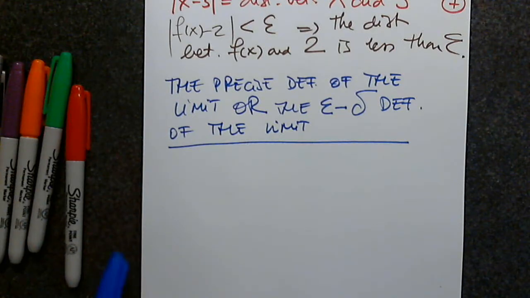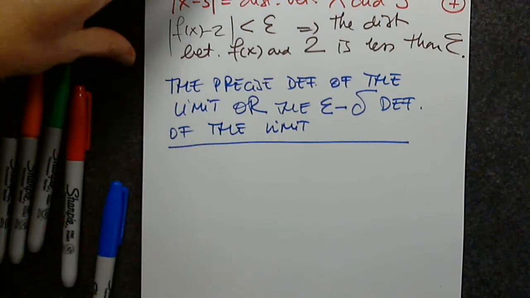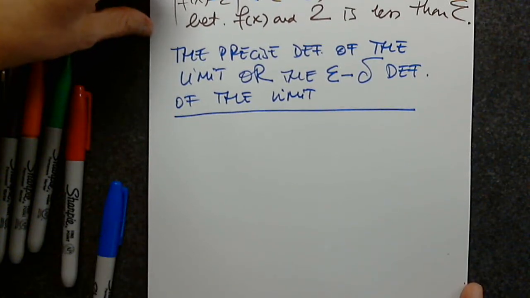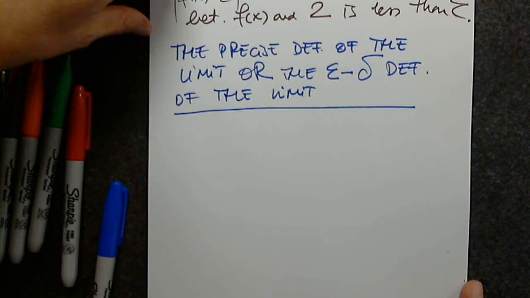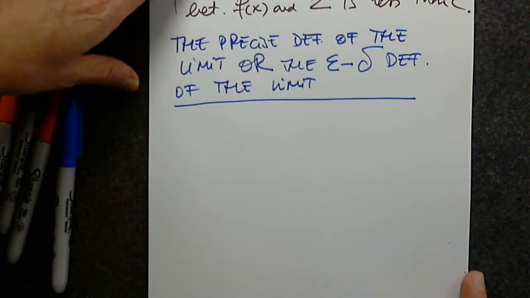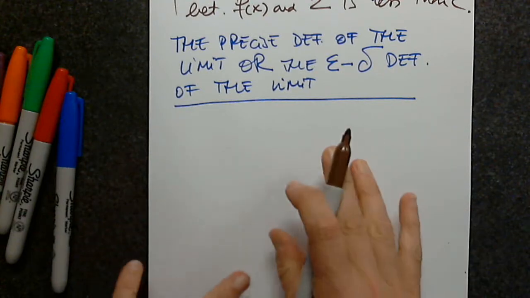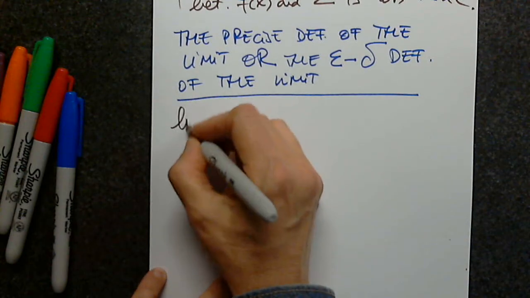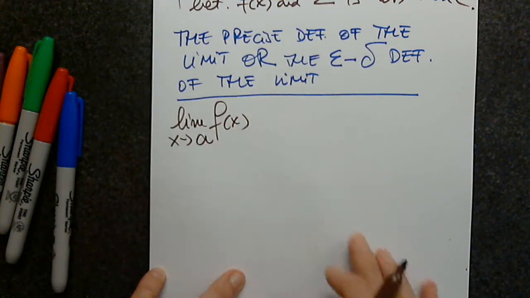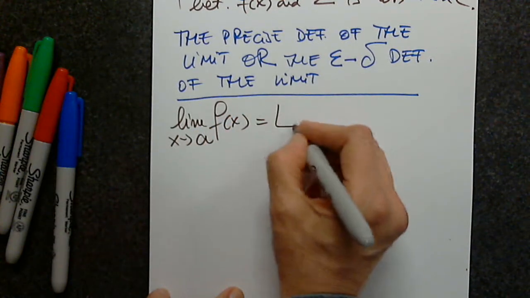Ready? I'm going to write it in plain English first, and then in symbols. You do not have to use the symbols if you don't want to, but they will be very easy. Ready? Limit of f of x as x approaches a is L.